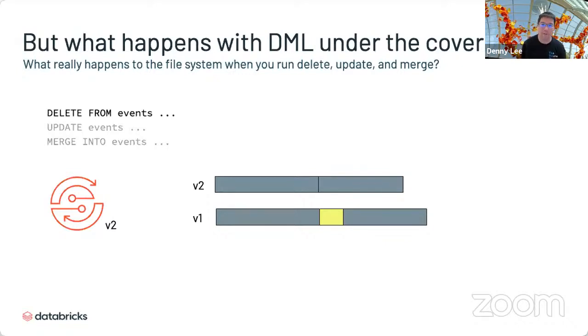And yes, there is a version 2 of that table that's created, but underneath the covers, all that really happened was that I just grabbed the data. Again, you didn't have to do any of this. I selected all the data that wasn't yellow, dropped it into a version 2 gray. The transaction log itself points to this new file. So when you look at the events table, it'll automatically point to version 2.